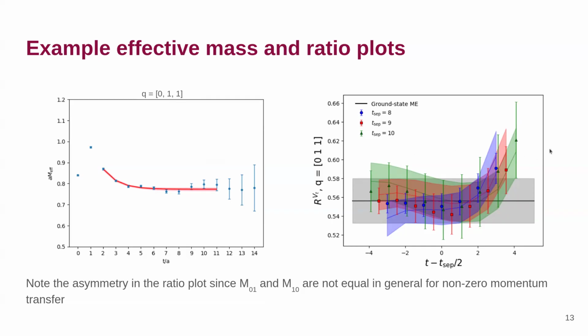And so that leads to this characteristic feature of having a non-symmetric ratio plot. When you looked at charges, the plots would have all been symmetric, but here that's not the case. So if you see that when you're making your plots, don't be worried. That's a feature, not a bug.